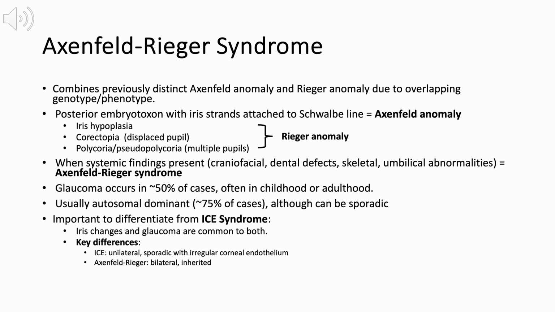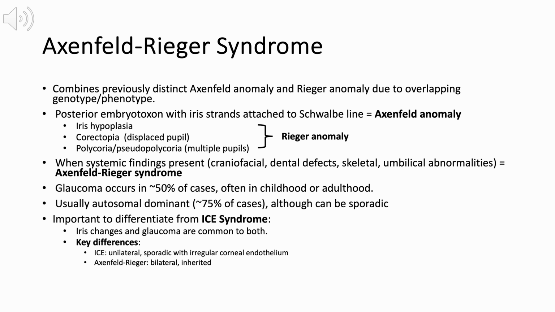Axenfeld-Rieger syndrome is a condition that merges two distinct anomalies, Axenfeld anomaly and Rieger anomaly, due to overlapping phenotypic features. Axenfeld anomaly is defined by posterior embryotoxin with iris strands attached to Schwalbe's line. Rieger anomaly includes iris hypoplasia, correctopia or displaced pupils, and polychoria or pseudopolychoria or multiple pupils. When these ocular features are accompanied by systemic abnormalities like craniofacial defects, dental anomalies, skeletal and umbilical issues, the diagnosis becomes Axenfeld-Rieger syndrome.